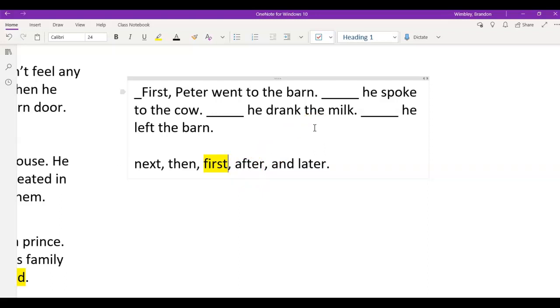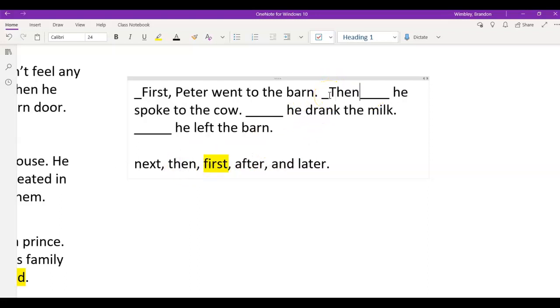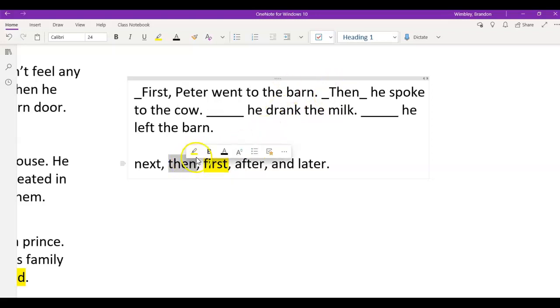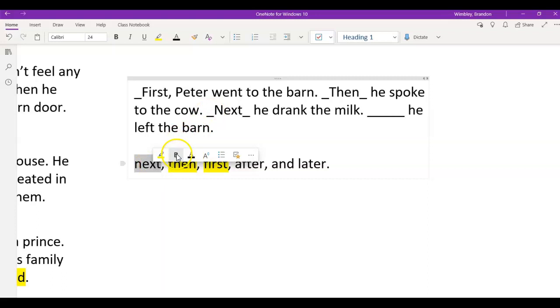We could put almost any of these in and it will flow. But I like this one right here. He went to the barn, then he spoke to the cow. Now I don't want to keep using the word then over and over again because that gets repetitive and I don't want to read the same thing. So what happens after he spoke to the cow? Well, next, he drank that milk. It wouldn't really make sense with the word after, unless we combined it and said he spoke to the cow after he drank the milk. But he's probably going to speak to that cow first.